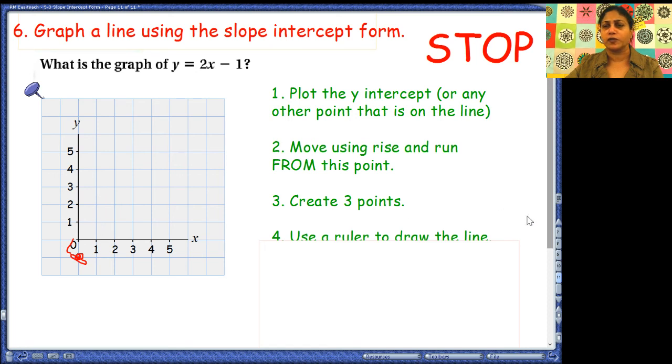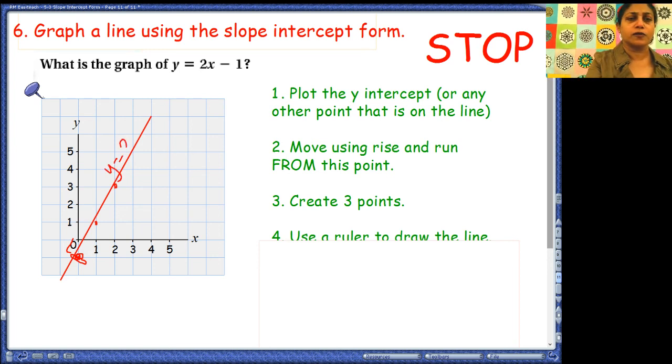Oops, let me get my pencil. Up 2 over 1. And then up 2 over 1. And then we have enough points to draw a line. So you're going to draw a line like so. Do your best. And then make sure you label the line with the equation, which in this case is y equals 2x minus 1. And that is it.